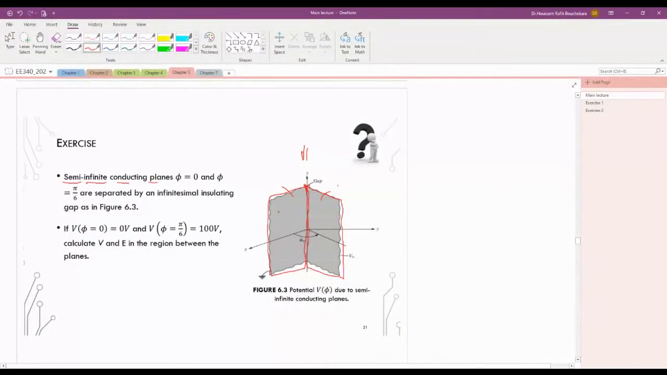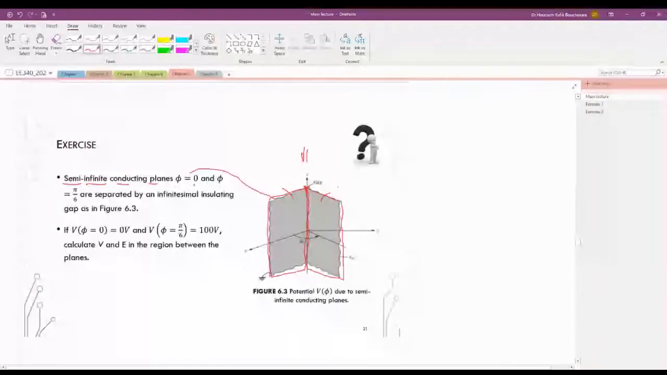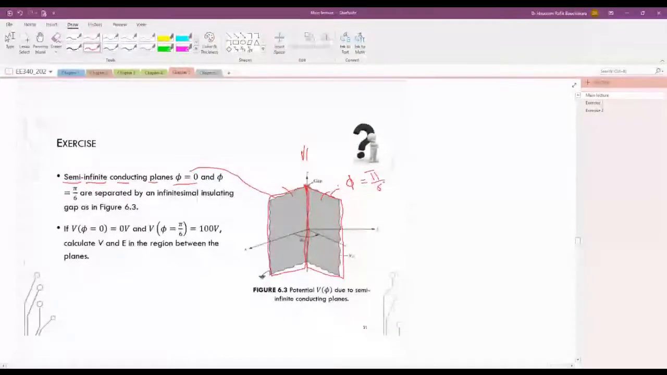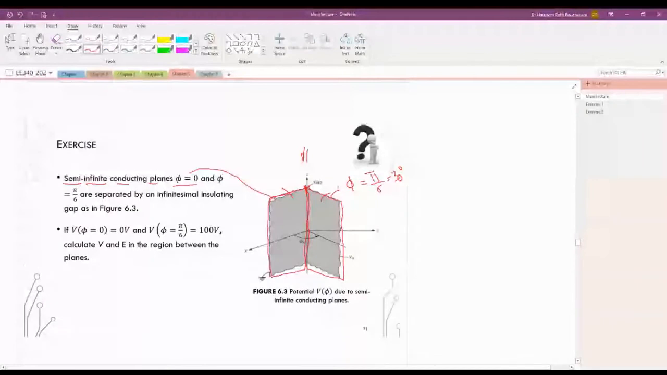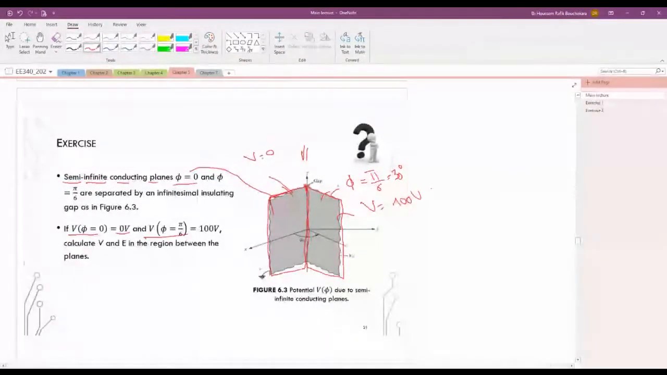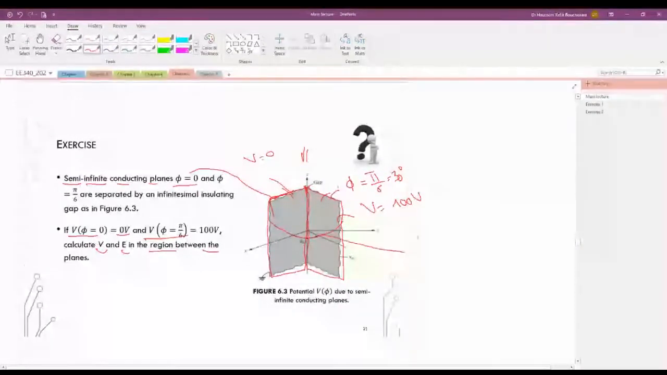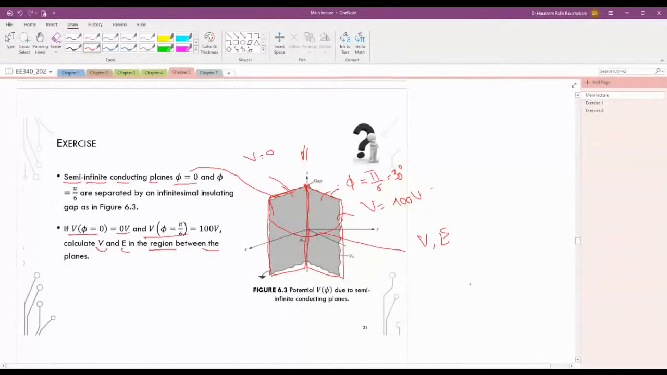This plane is located at phi equals 0. This plane is located at phi equals pi over 6, which is 30 degrees. V for this plane is equal to 0 volt. V for this plane is equal to 100 volt. The question: determine V and E in the region between the planes, meaning from here to here, what V equals and what E equals.